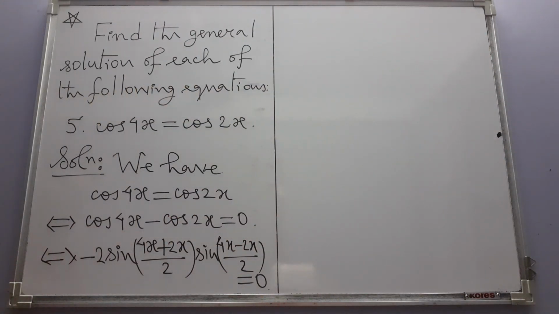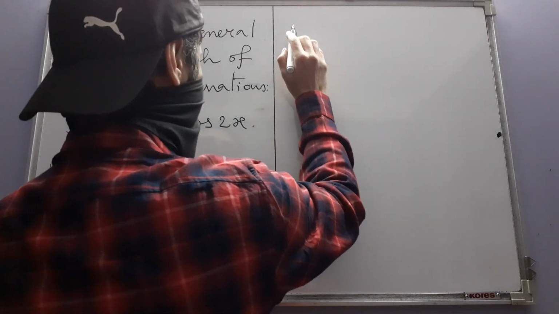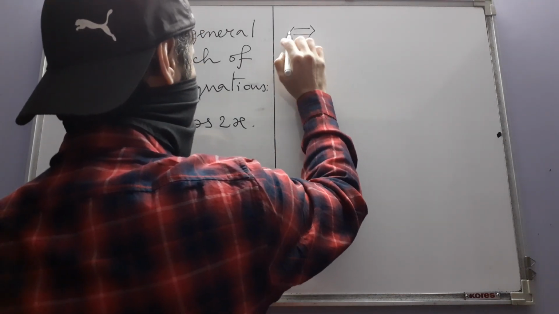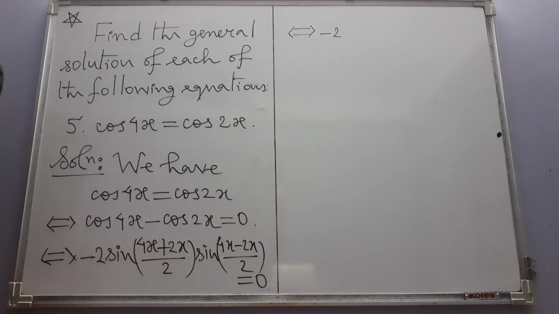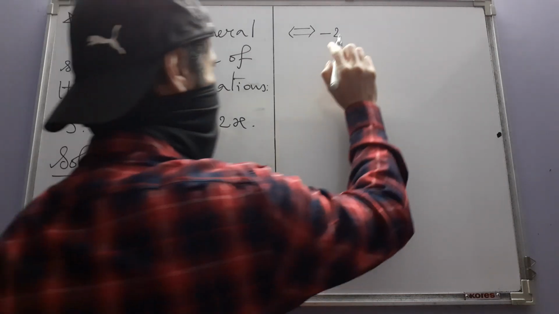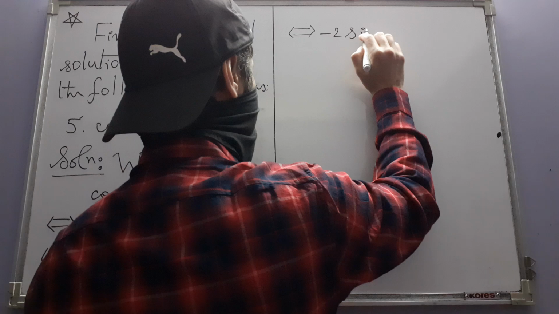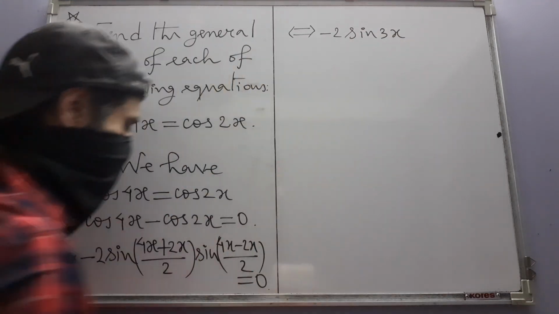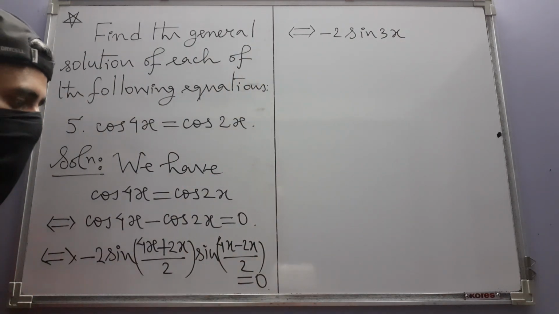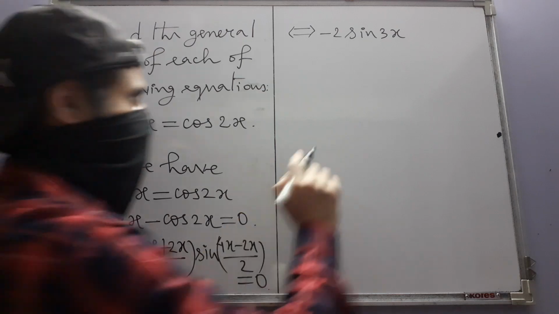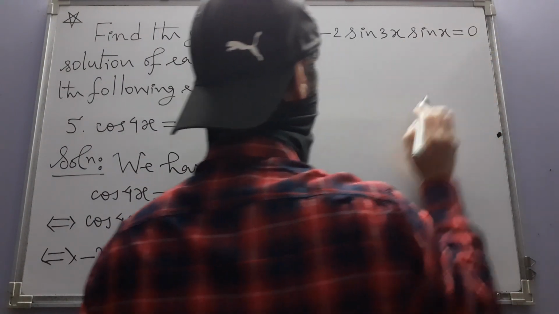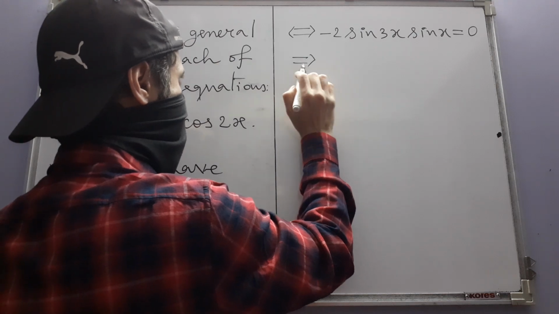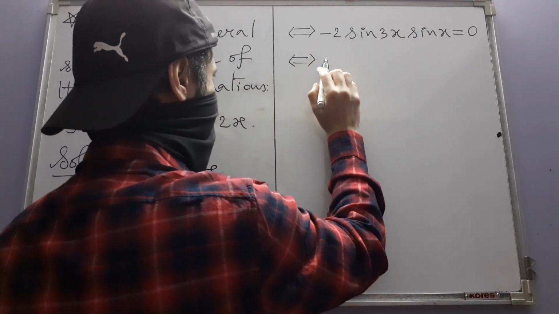Okay, now instead of straight away cancelling 2, let us do the simplification first. What is this? 4 plus 2 is 6, 6 over 2 is 3. Minus 2 sine 3x times 4 minus 2 is 2, 2 over 2 is 1. Sine x is equal to 0. At the next step, you can get rid of minus 2.